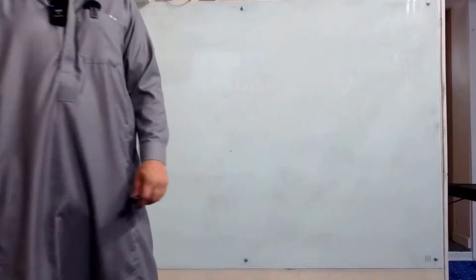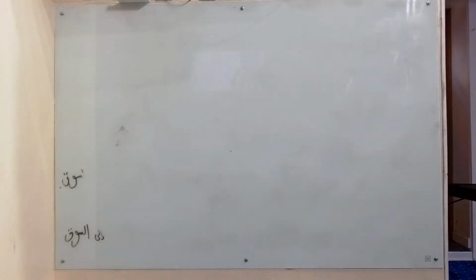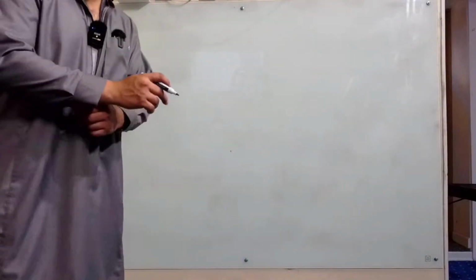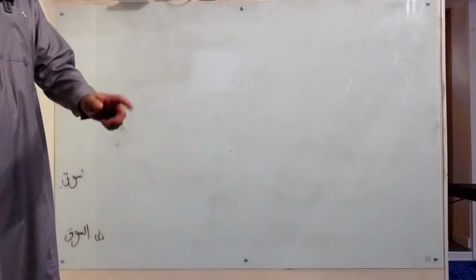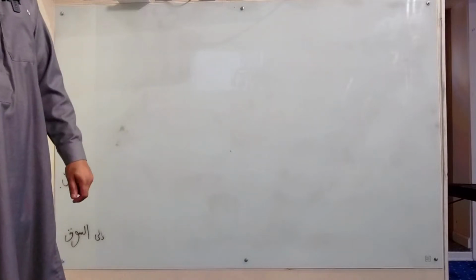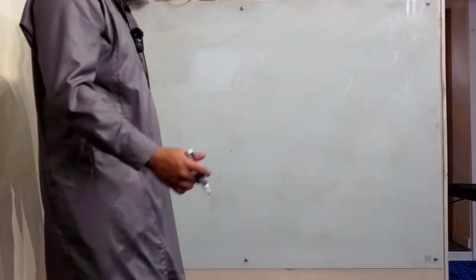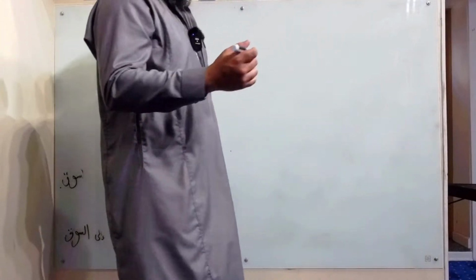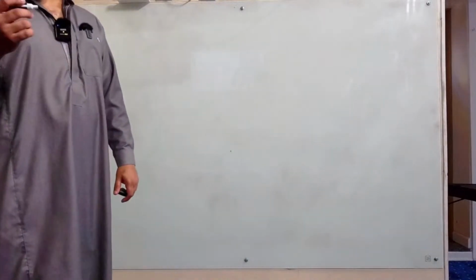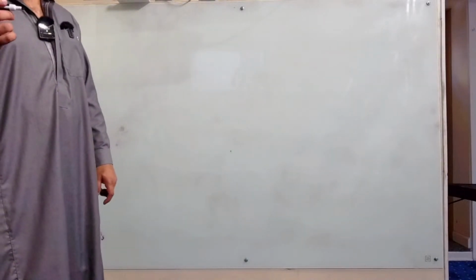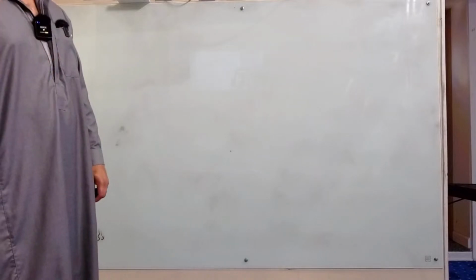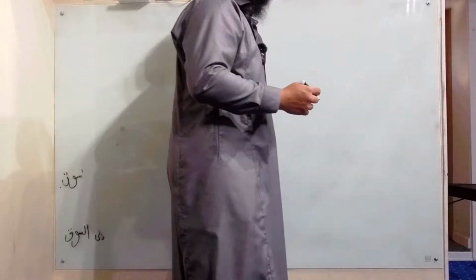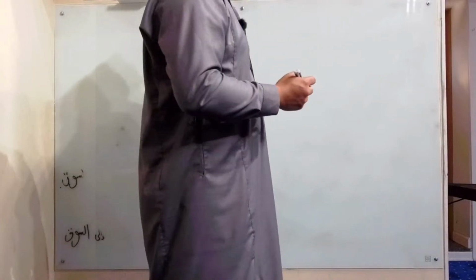Now, the last one, that was the doer for the three-letter verbs, right? Three-letter verbs without any weak letter and without any shadda. Now, if the verb has more than three letters, how are you going to know? Look at the past tense. Remember that, right?